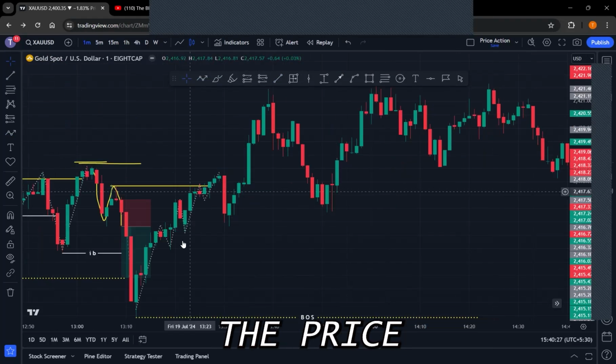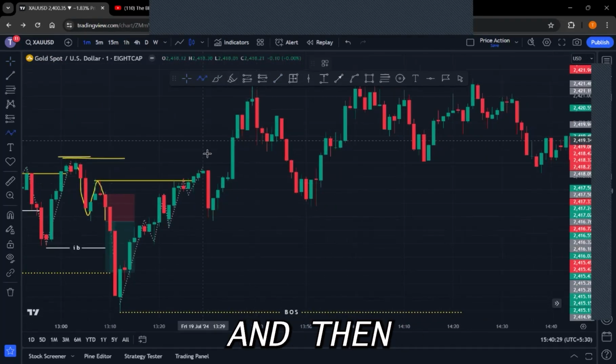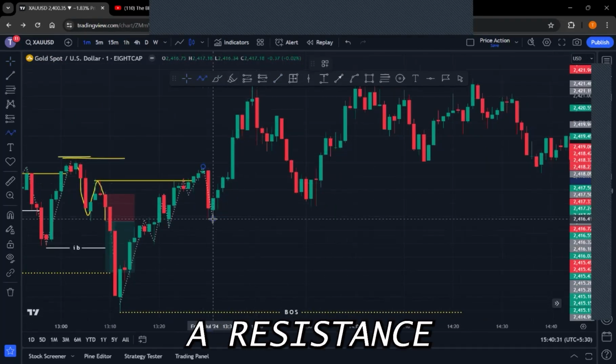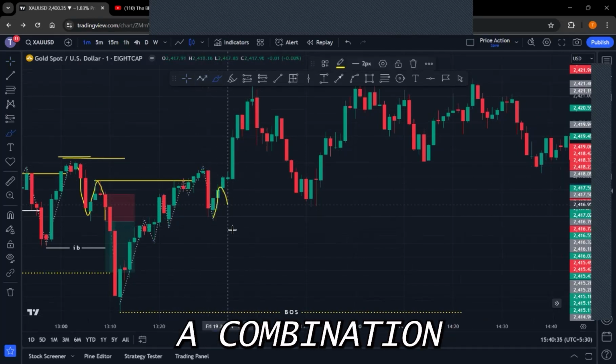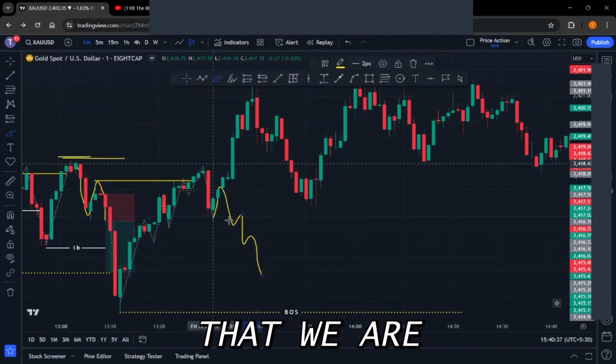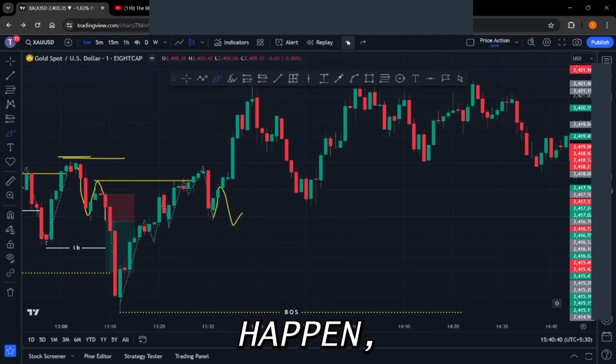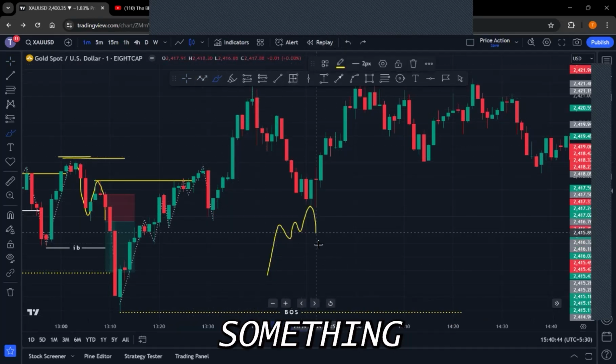So from here, what did happen? The price created a series of higher highs and higher lows, and then from here, the price created a resistance in the market. As you can see, the price created a lower low. So from this lower low, if the price gives us a combination of lower highs and lower lows, then we're going to sell. If that doesn't happen, or rather the price goes up, which I've told you has happened many times, the price goes something like this and this.